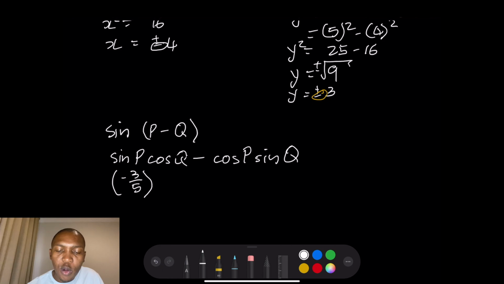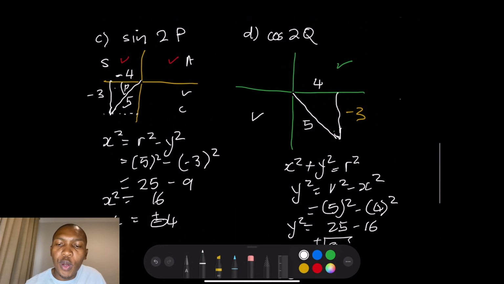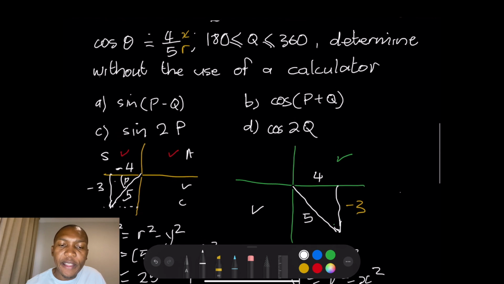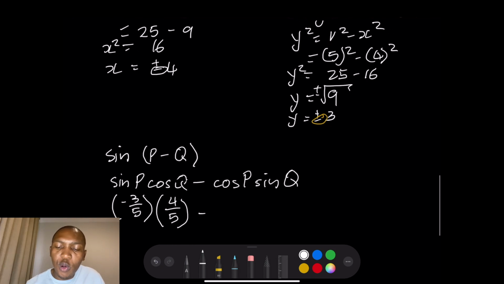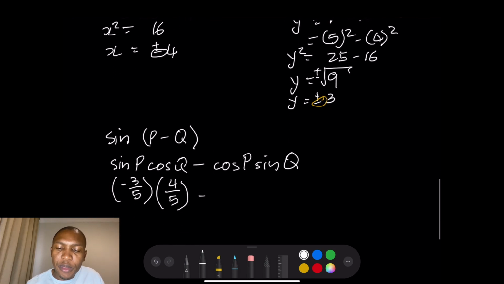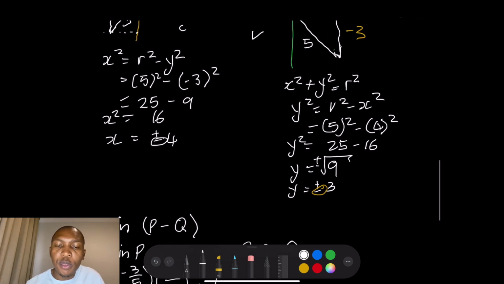Right, so cos of Q, remember, we were also given that. That's what we had. That's 4 over 5, so I won't waste time with that. So that's 4 over 5, minus. Now let's talk about cos of P. I'm going to open brackets there. Always be careful about those signs.